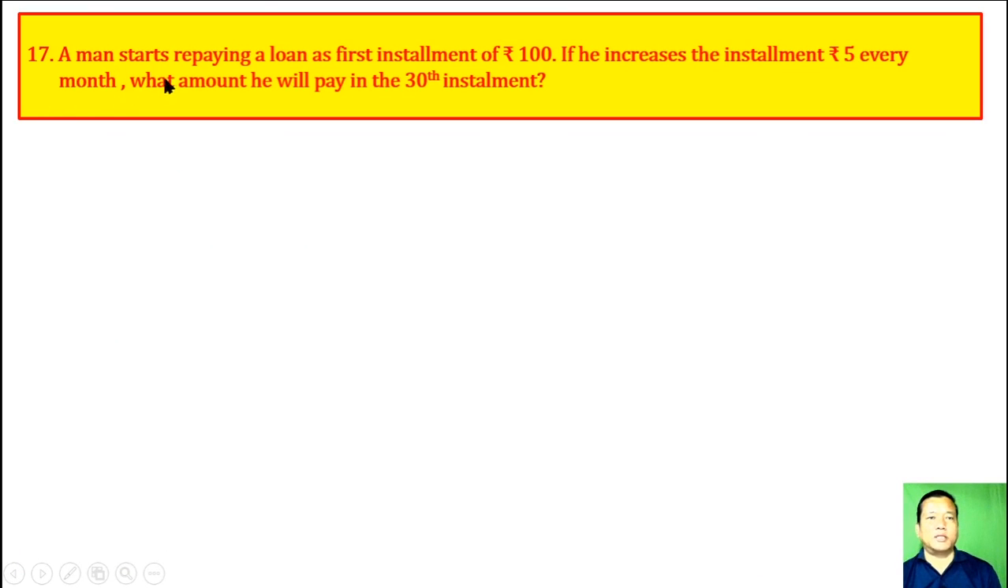17. A man starts repaying a loan with a first installment of rupees 100. If he increases the installment by rupees 5 every month, what amount will he pay in the 30th installment? A man starts repaying a loan with a first installment of rupees 100, increasing by rupees 5 every month.